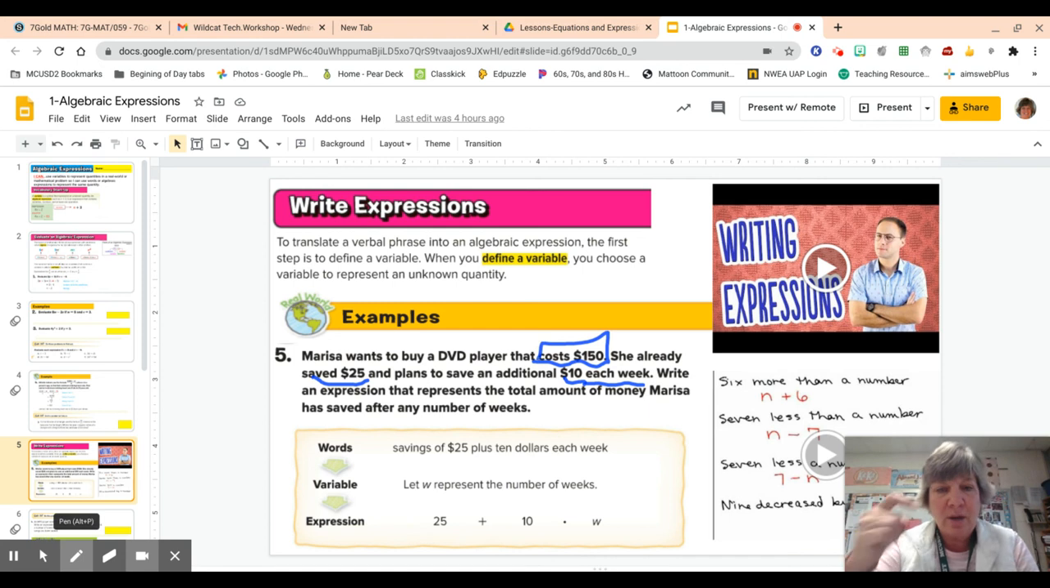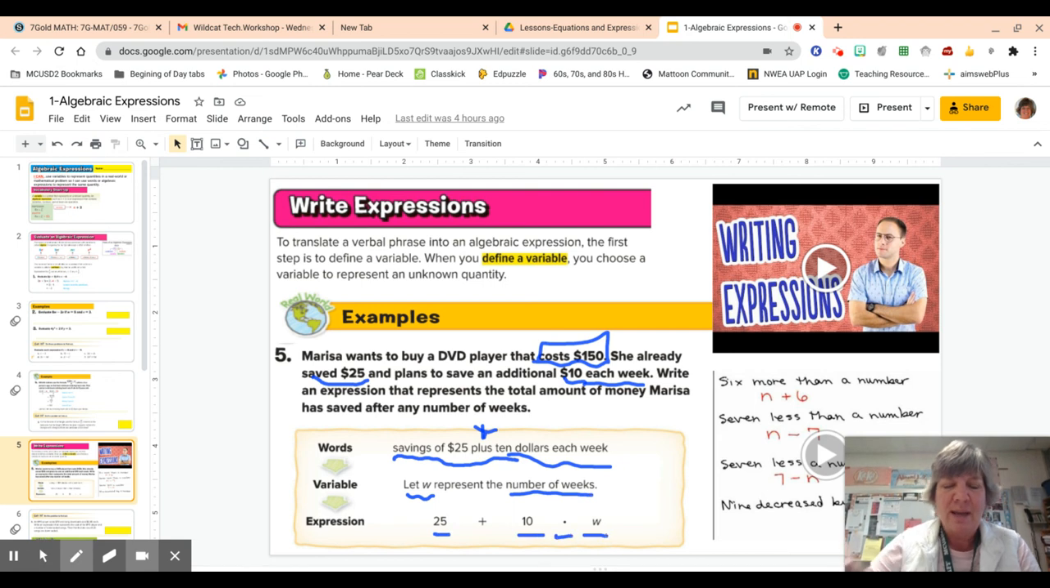Write an expression that represents the total amount of money Marissa has saved in a number of weeks. Okay? So in words, it says her savings of $25 plus, well, there's a key giveaway, $10 each week, but I don't know how many weeks. So it says let W represent the number of weeks, 25 plus 10 times W. And that's exactly what we're going to be doing here.